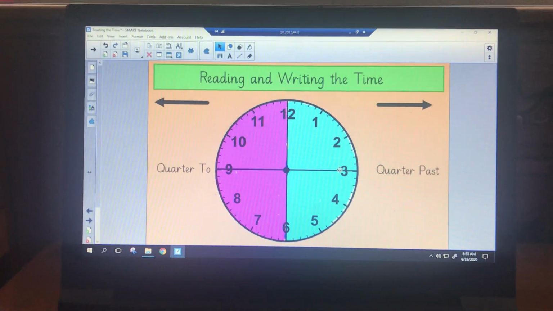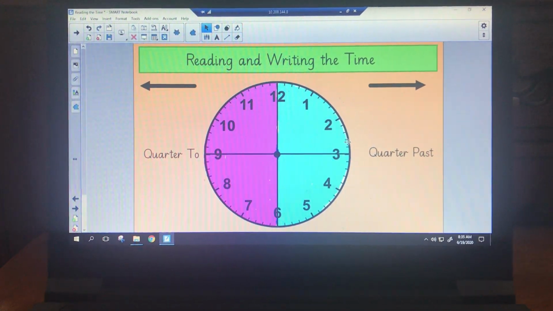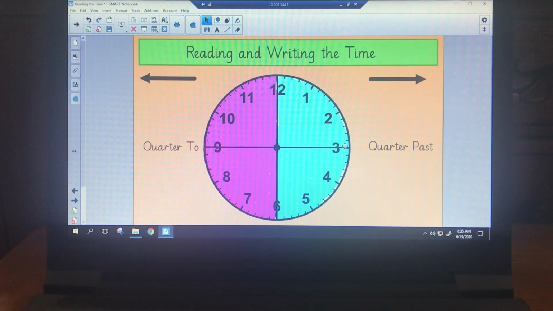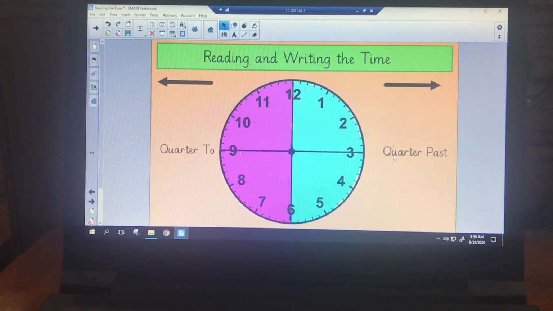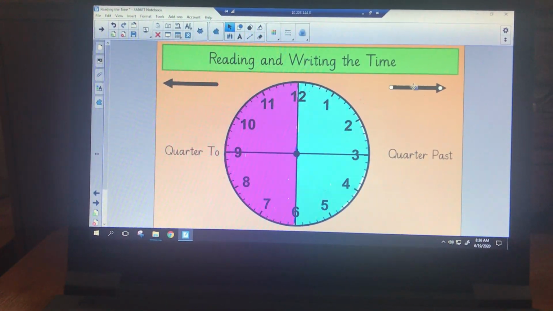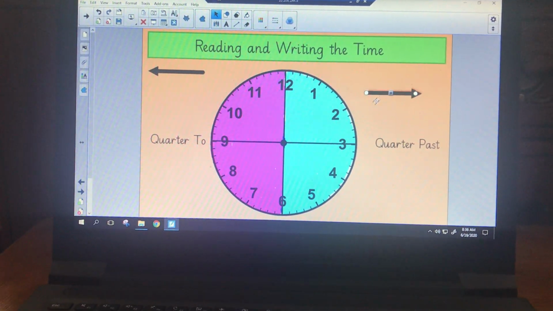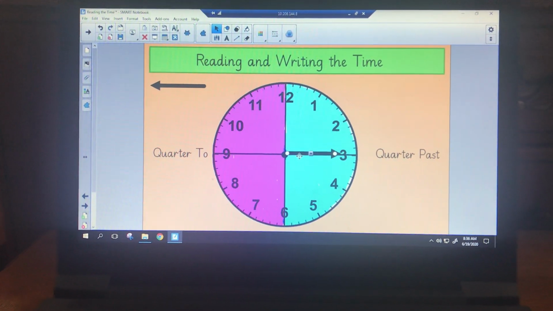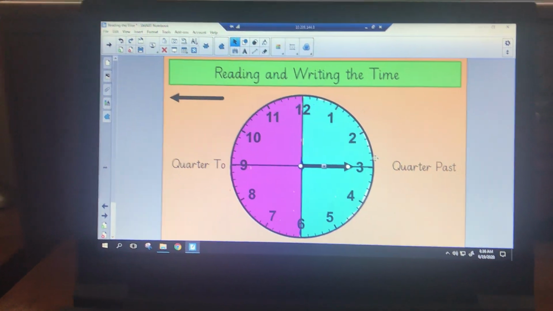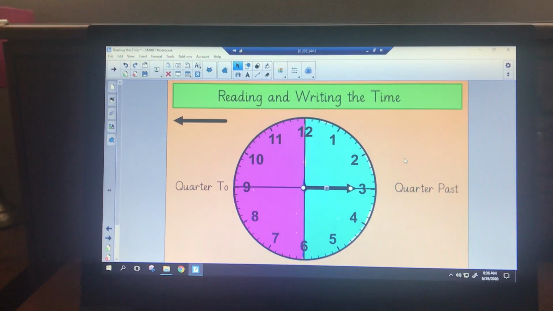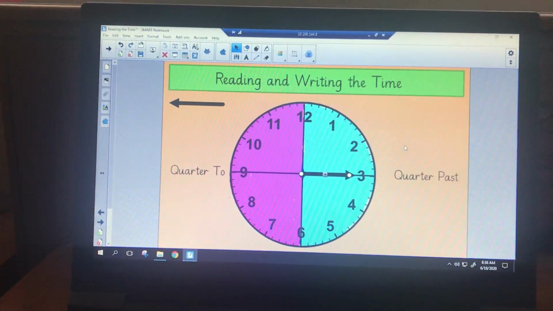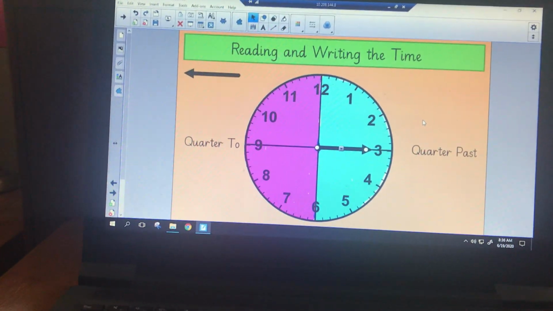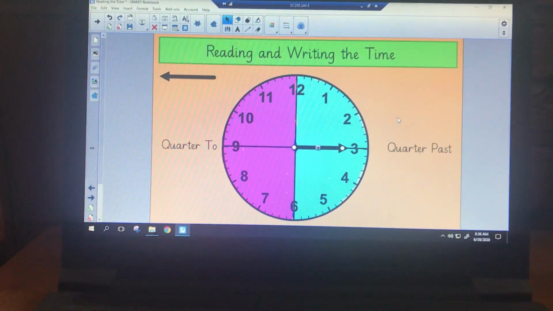I've put some new vocabulary on these slides here. You can see over here, next to the 3, I've used the words quarter past. And that is because if I grab our minute hand over here, if the minute hand is pointing directly at the 3, the language we would say is it is quarter past whichever hour the hour hand is pointing at.